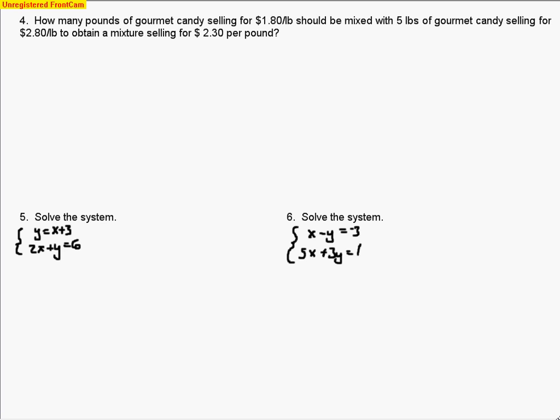These are the last three problems on the practice test for Algebra B, Test 4, Quarter 2. So the fourth problem is another mixture problem. And the only difference with this problem is that it is set up a little different. Instead of percents, we have a rate that is in dollars per pound.